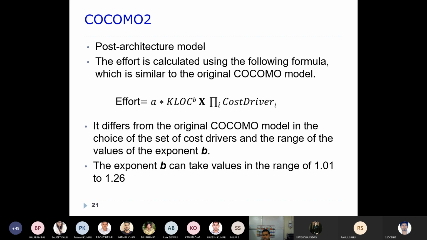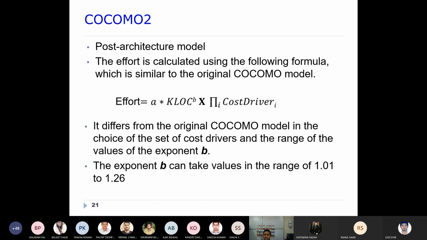Now this mechanism is different from the original COCOMO model, because it differs by the set of cost drivers. There you considered 14 cost drivers, but here we are considering only 7. And the range of the exponent, the value that we give to B, is 1.01 to 1.26.